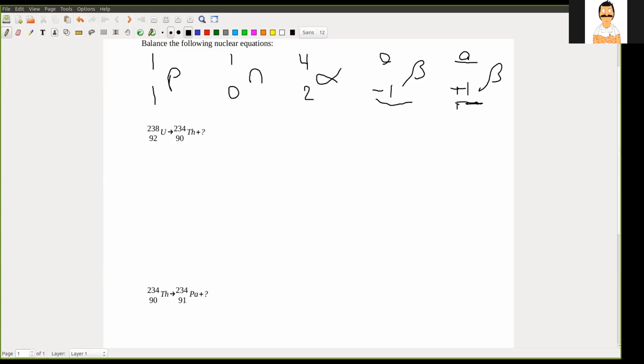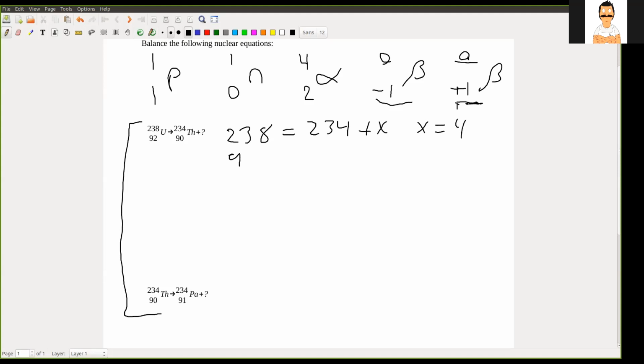Okay. So in solving these kinds of equations, what you would do is take the superscripts and set them equal to each other on the right-hand side and the left-hand side. And then you do the same thing with the subscripts. So we could say that 238 is equal to 234 plus some number, and that some number is quite obviously 4. And then 92 is equal to 90 plus some number, and that number is very obviously 2. If you subtract 90 from both sides, you get y is equal to 2.